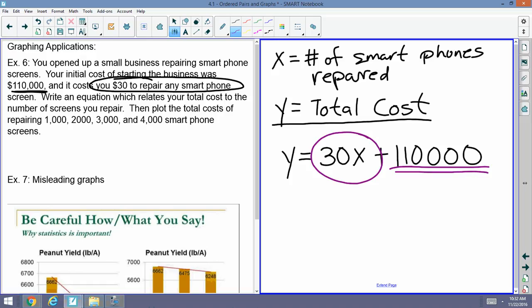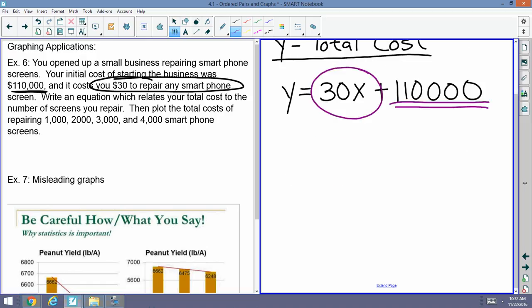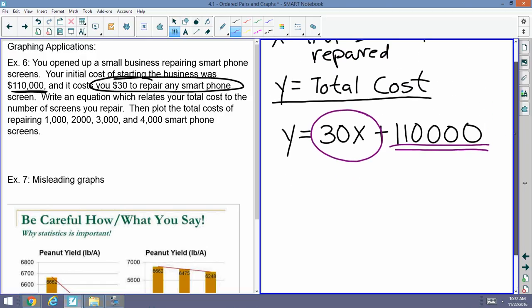Okay, now we're going to have to make a table because I want specific values. I want to plot the total cost of repairing 1,000, 2,000, 3,000, and 4,000 smartphones. In this particular case, we're not going to use the Quadrant 2 and 3 side. First of all, you can never use negatives for real objects, real life things. Can you repair -1 smartphones? No. You can repair 0 though, right?